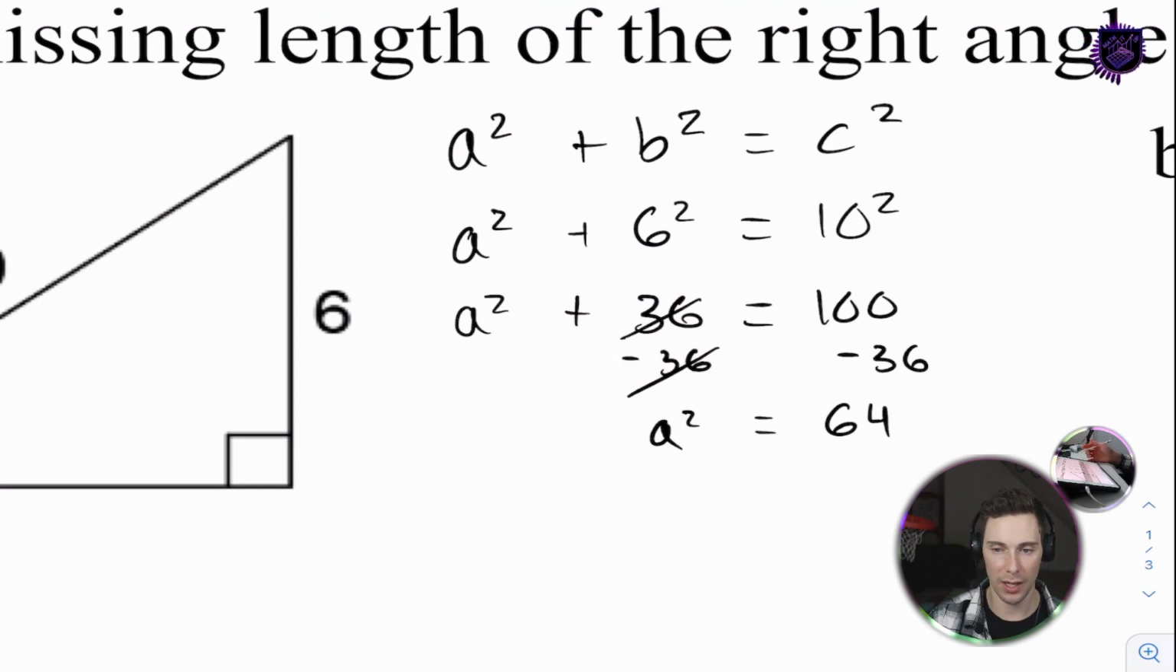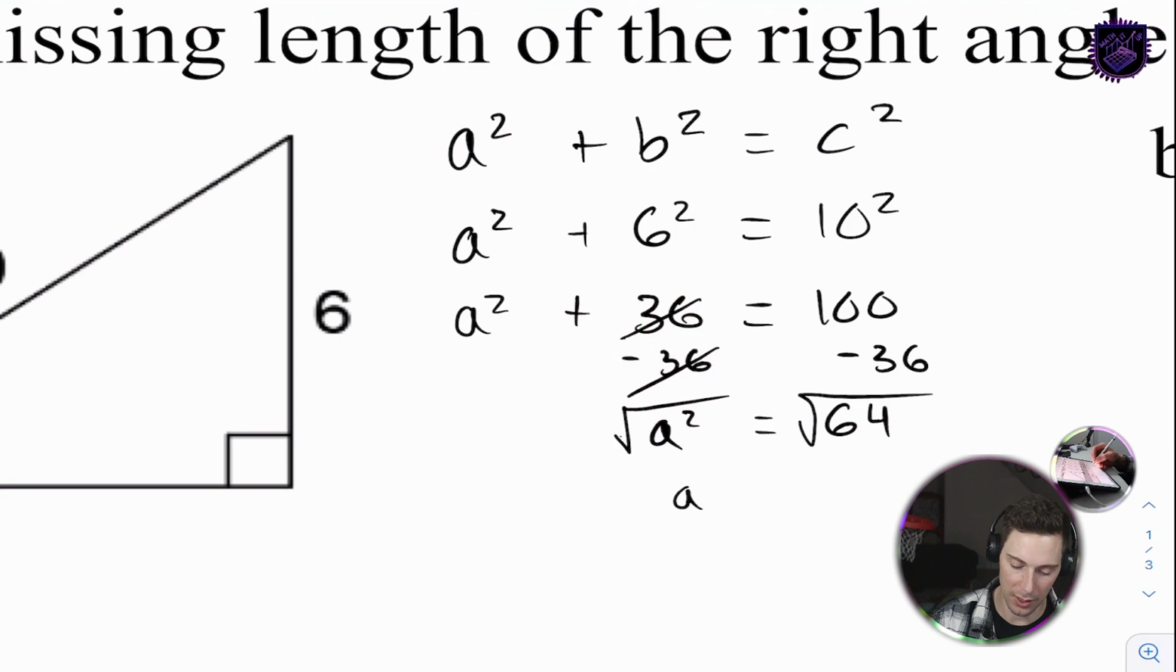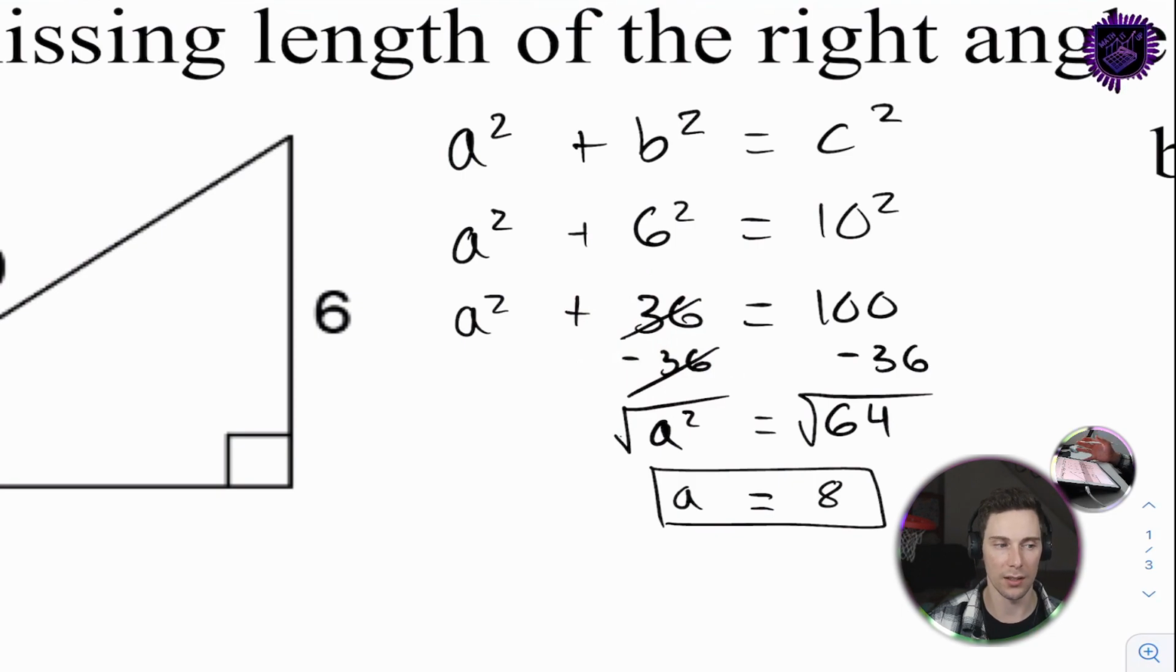Now you're left, A squared is equal to 64. And you can square root both of those numbers to get A will be equal to 8. And that's our answer. 64, square root is 8. It's one of those ones you should know. It's a nice round whole number.